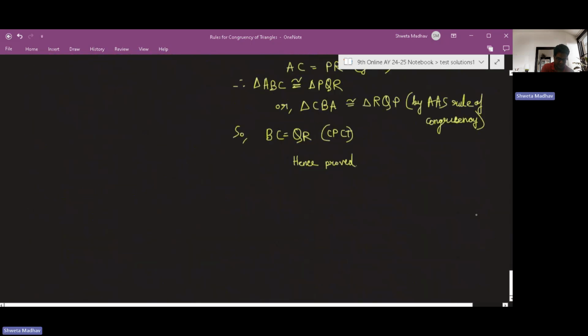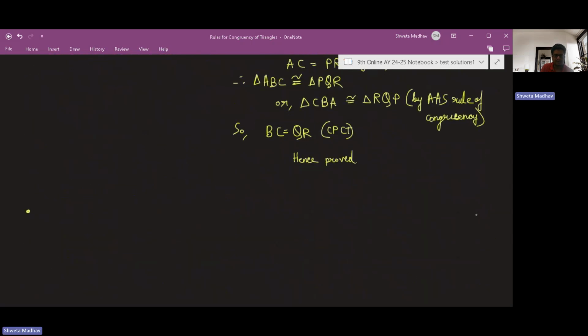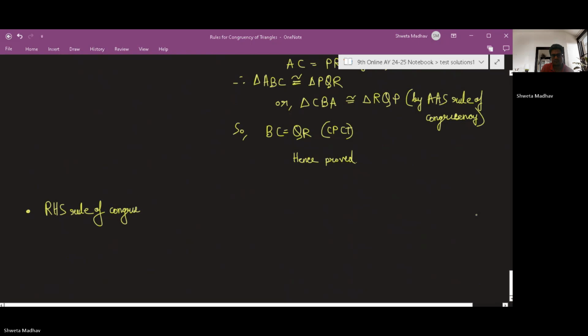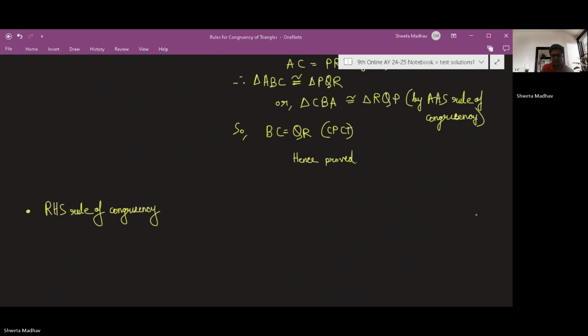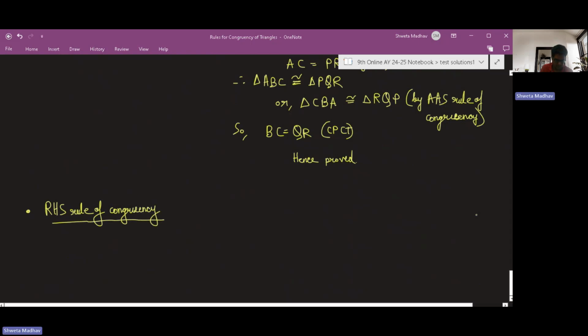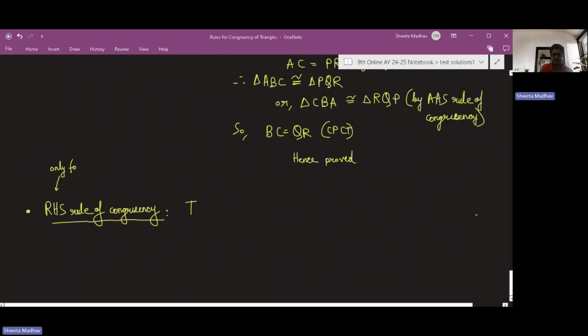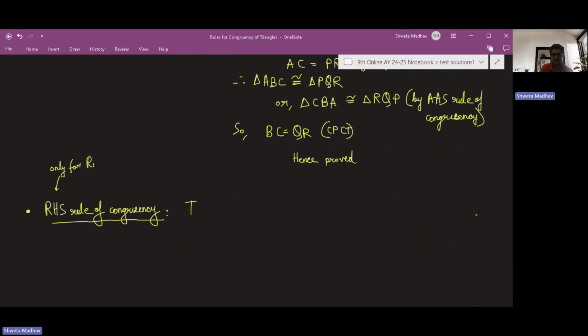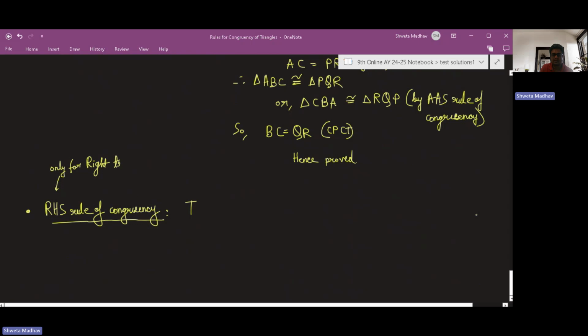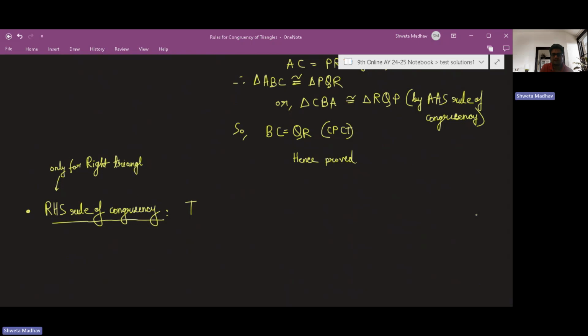After the AAS rule we have the RHS rule. The last rule is the RHS rule of congruency. This rule is applicable only for right angled triangles. So this rule is only for right angled triangles or right triangles. Only for right triangles this rule is applicable.